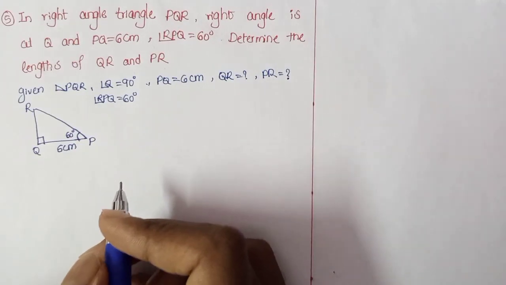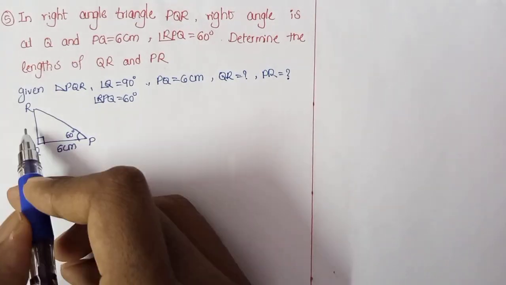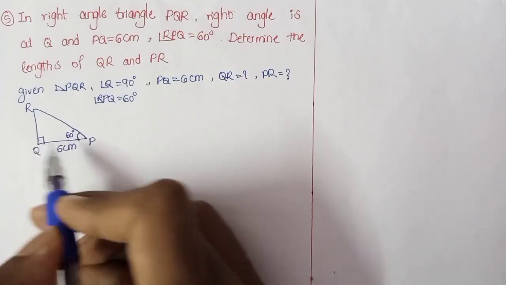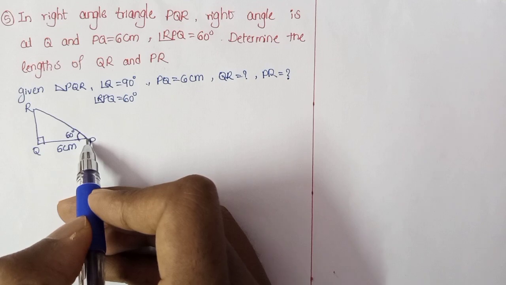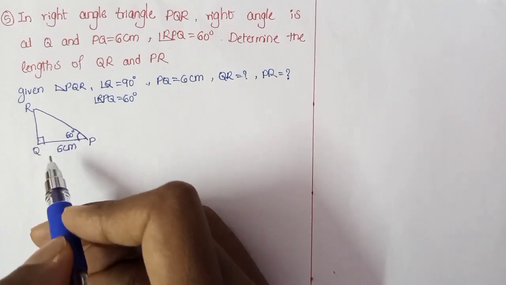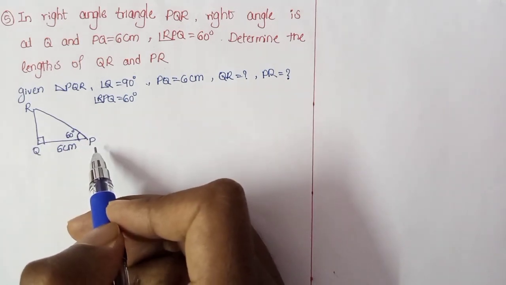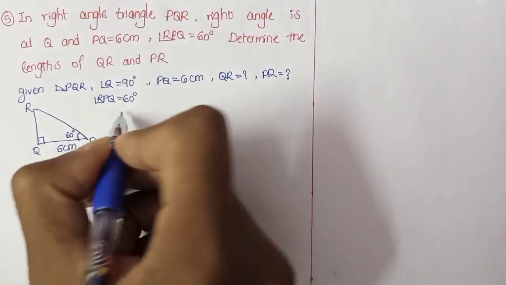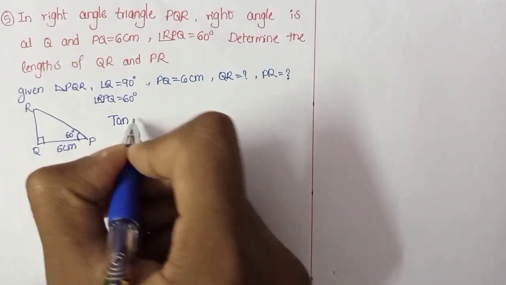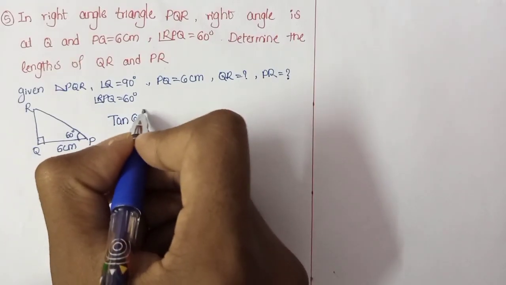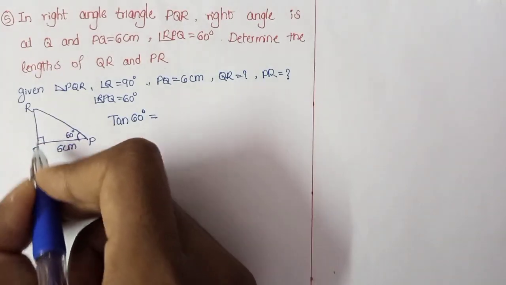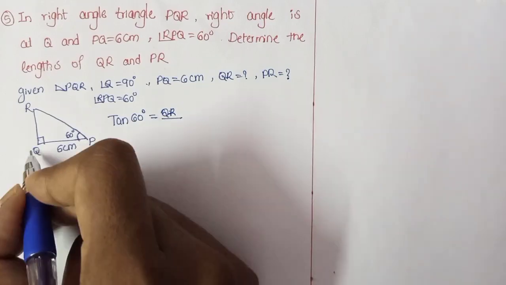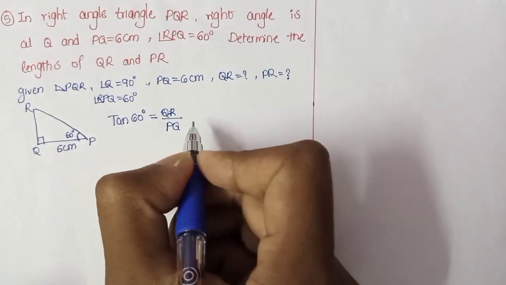So how to find? Do we have any relationship between these two? For this angle, this is the opposite side, and this is the adjacent side. Yes, we have one relation, that is tan. One more relation, that is cot. But among the basic three, the first relationship is tan. What is tan P? Tan 60 degrees is equal to what? QR, the opposite side, obviously, divided by the adjacent side, that is PQ.